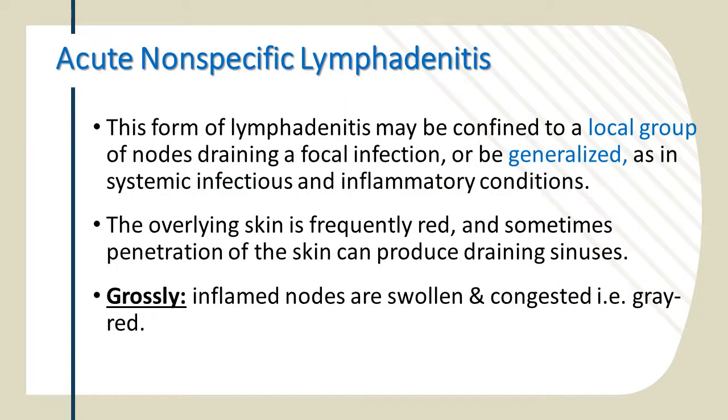Now I will try to consider both acute non-specific lymphadenitis as well as granulomatous lymphadenitis. So, acute non-specific lymphadenitis. This form of lymphadenitis may be confined to a local group of nodes draining a focal infection, or be generalized as in systemic infectious and inflammatory conditions. The overlying skin is frequently red and sometimes penetration of the skin can produce draining sinuses. Grossly, inflamed nodes are swollen and congested, that means gray-red in appearance.